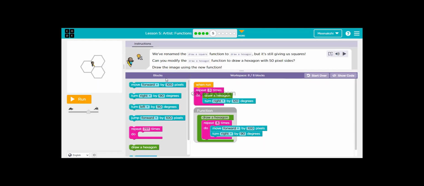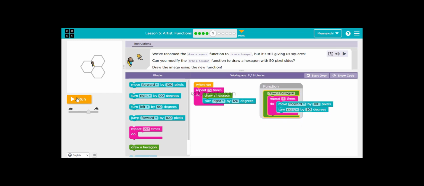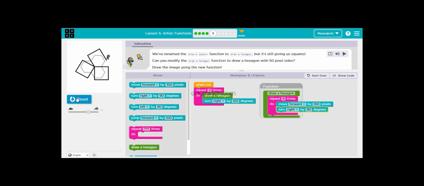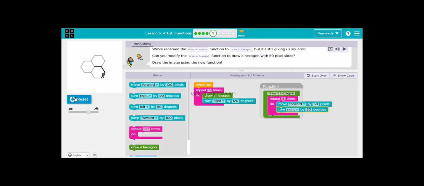Now we have hexagons instead of squares, and we have to edit the function because it has the same code as the last one. A hexagon has 6 sides, so it is going to be repeat 6 times, then move forward by 50 pixels, and turn right by 60 degrees. This should mostly be it. Yep.